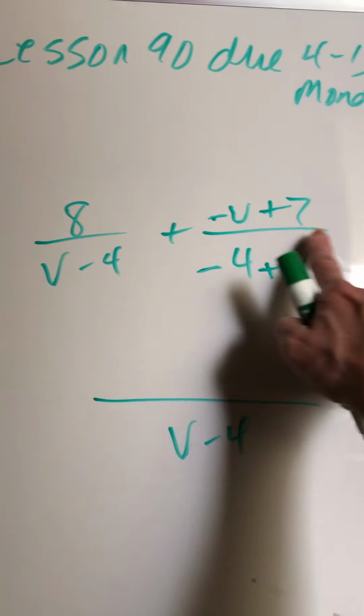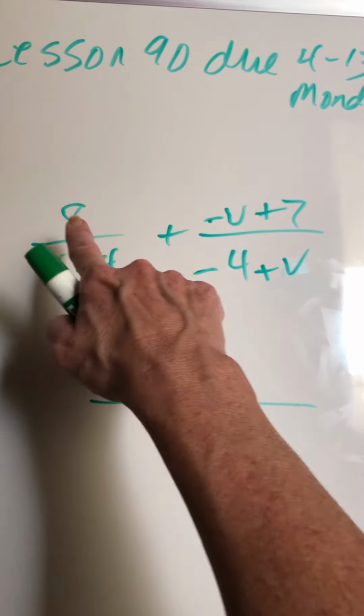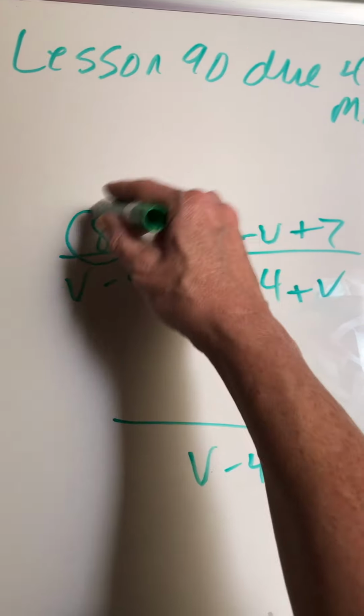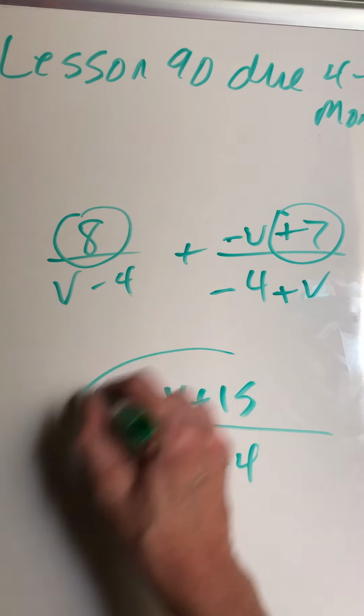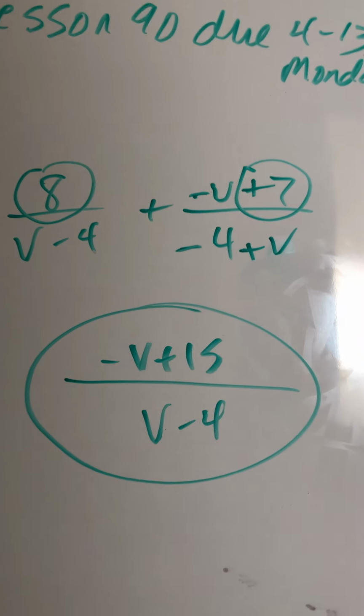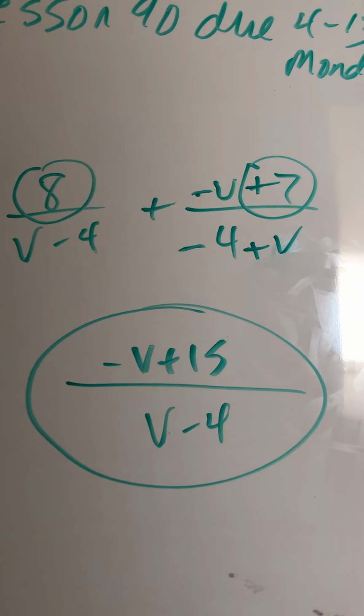And then I just combine like terms in the numerator, which would be the 8 and the 7. So I'd have negative v plus 15. Nothing else you can do. You leave it just like that.